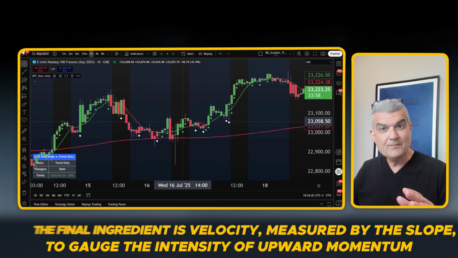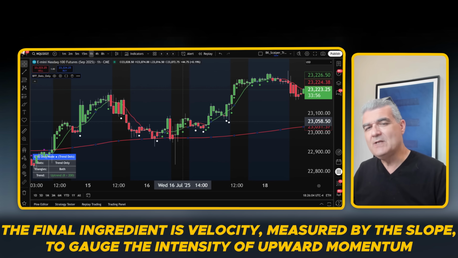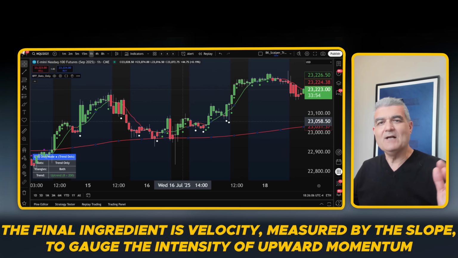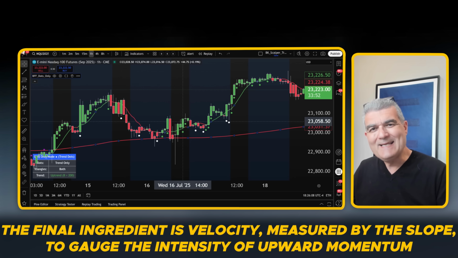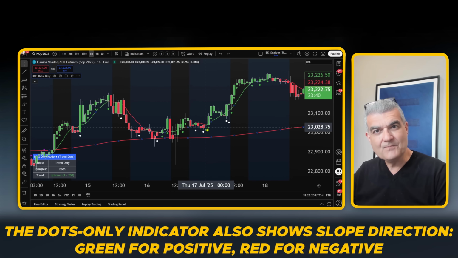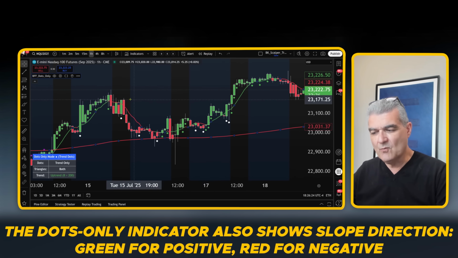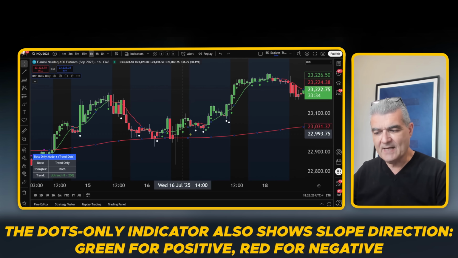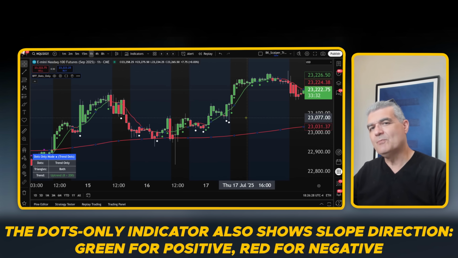But that's not all. The absolute last thing we need is velocity, or the intensity of momentum to the upside. And we measure that simply by slope. The other thing my dots only indicator does is it shows us positive and negative slope. So when it's red, the slope is negative. When it's green, the slope is positive.